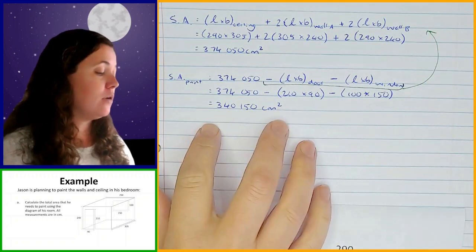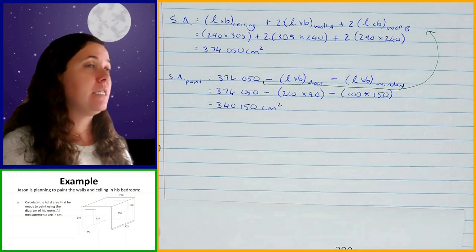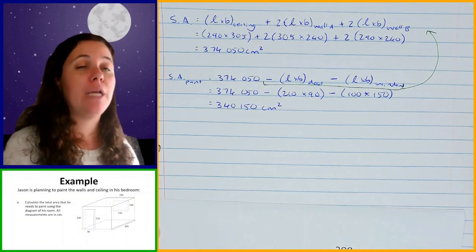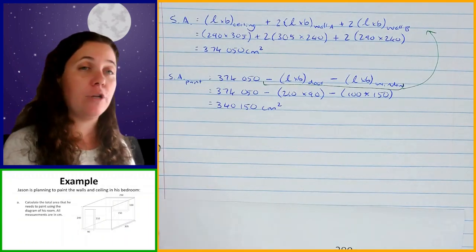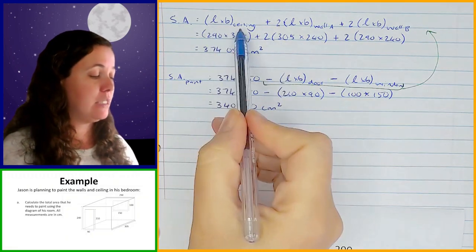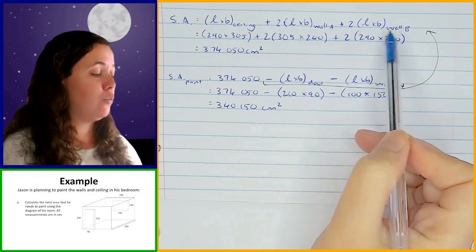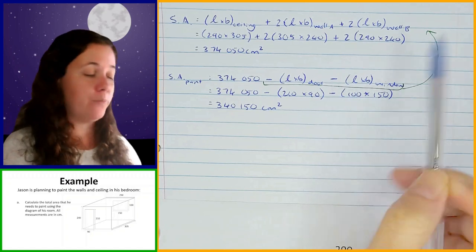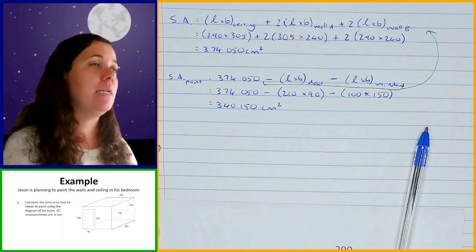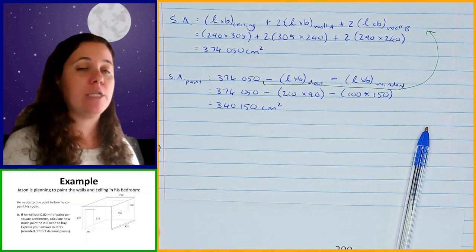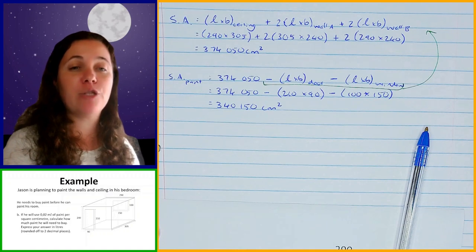Okay, right. Now, that is question A. We've worked out the total area that he would need to paint. Remember, we're not including the floor. We're just doing the ceiling, which was this, and the two walls, and we are not painting the window and the door. Okay, so now let's go to the next part of the question. Okay, because remember, he's having to paint this.